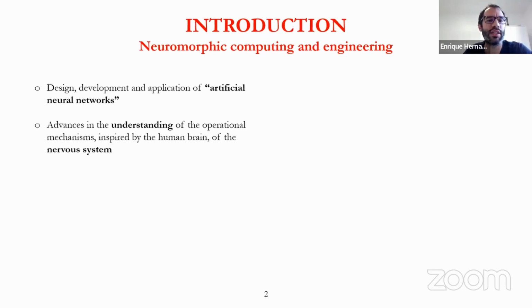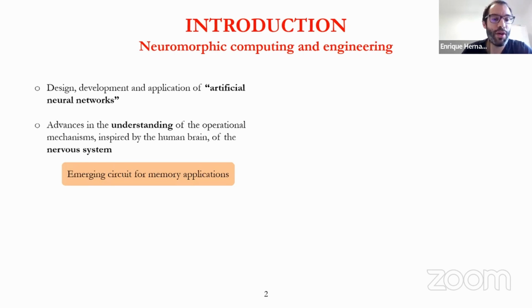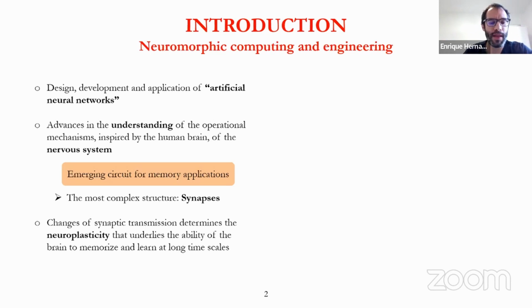In order to develop circuits for memory applications, one of the most complex structures in the human brain is the synapse, okay? Because it relies on the presence of ions and neurotransmitters that control the delay in the response. It's necessary also to say that neural connections are highly sensitive to activity-induced patterns.